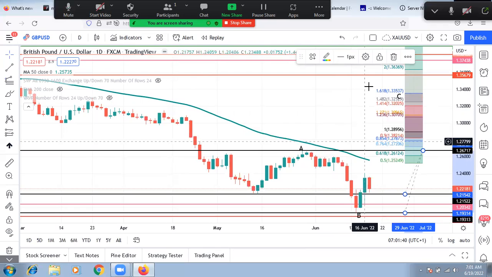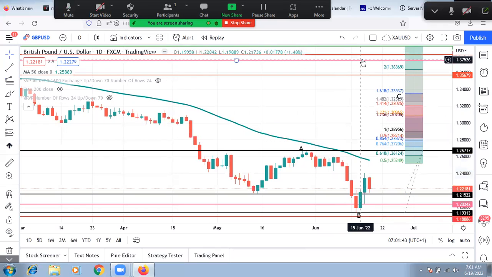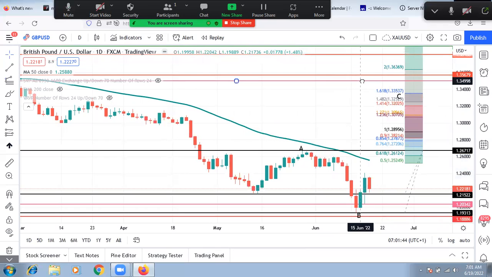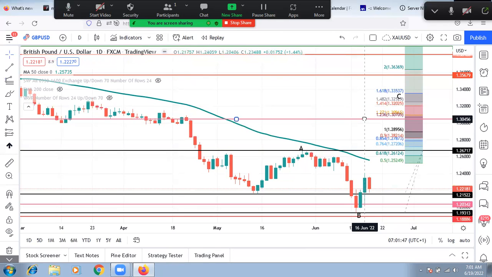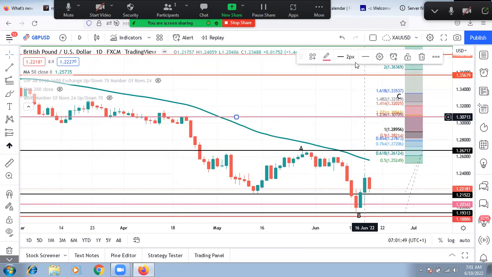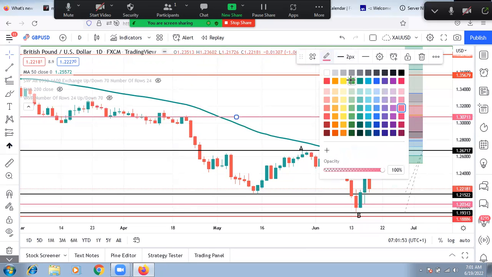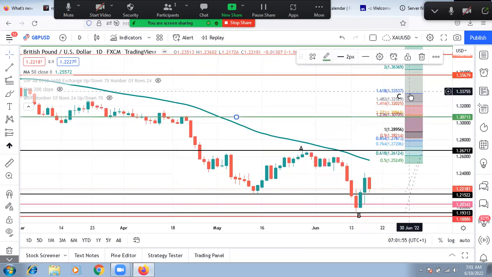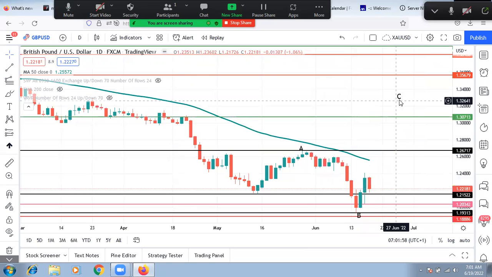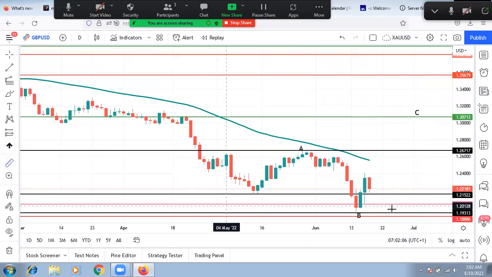Now, so this is the level 123. This is the level that I want to exit this trade. That's the level I want to exit this trade. So my C will be around this level. And that will be how many pips from here to my level.